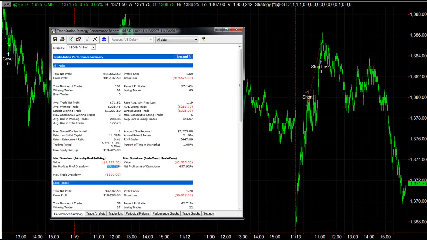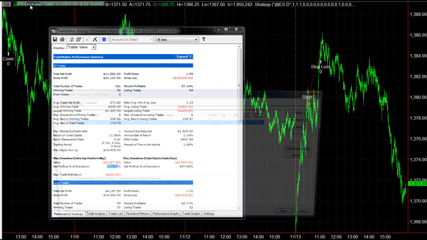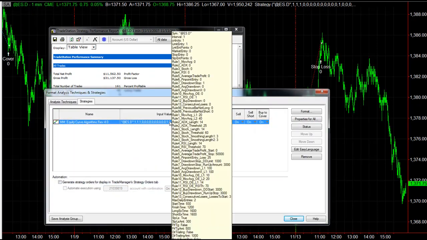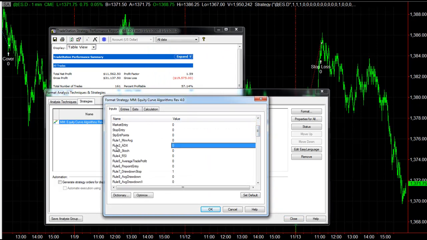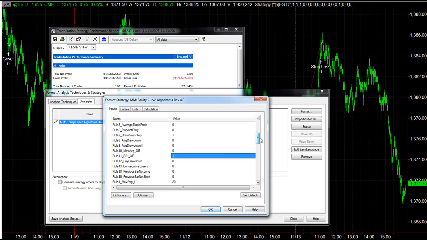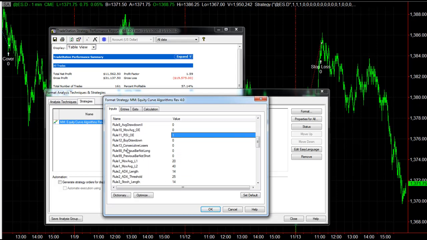And how do we do that? This is again over the last 5 years, and it is with slippage and commission. And so here's what our algorithm looks like. You've got all these options, all these different rules you can turn on and off, with ones or zero. One, it's on; zero, it's off. And with this one, we have the drawdown stop on and the RSI of the open equity turned on. And you come down here and you look at the individual inputs for those.